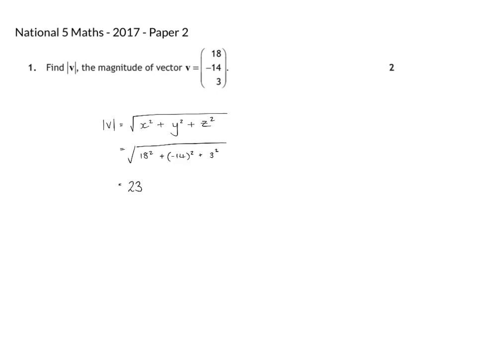So for this, 2 marks. One for starting our process, so knowing that we've got to do the 18 squared plus the negative 14 squared plus the 3 squared. And then our second mark for that question is for the 23. So that's quite nice, easing us into this paper 2 for this year even. So let's keep going on to question 2.